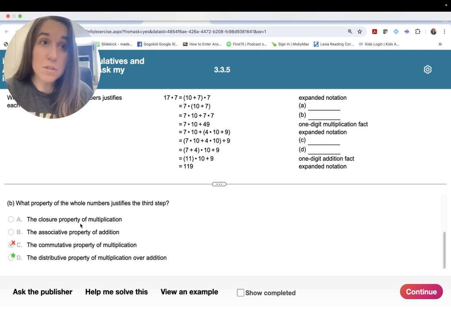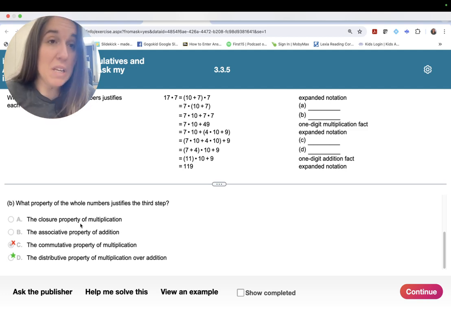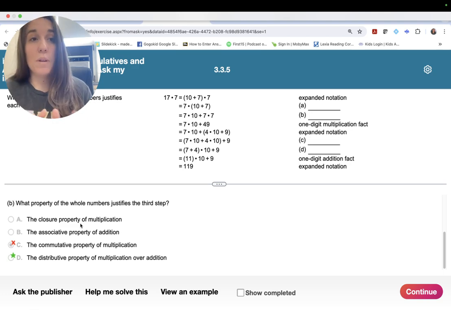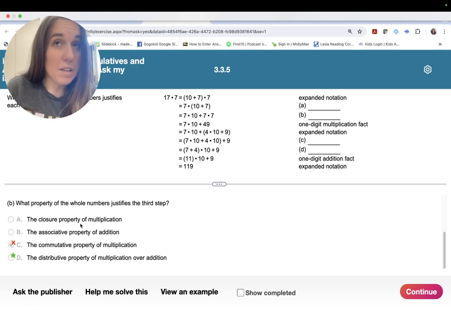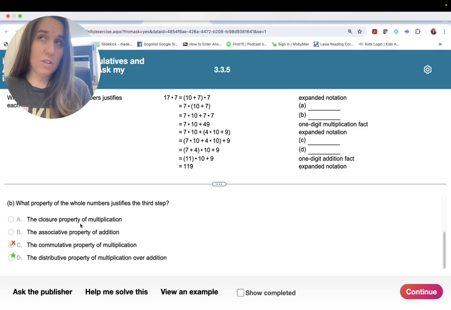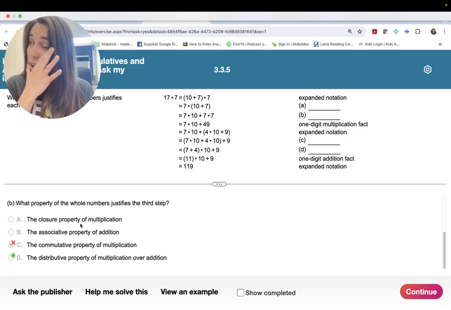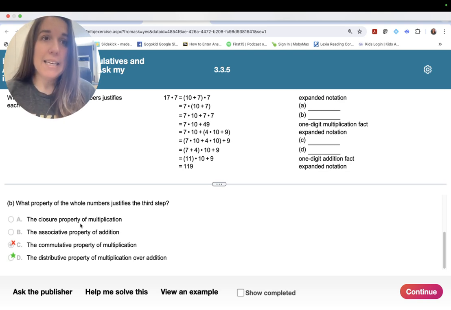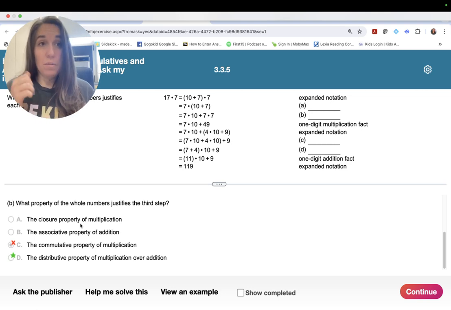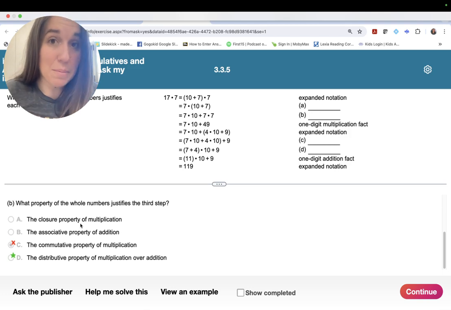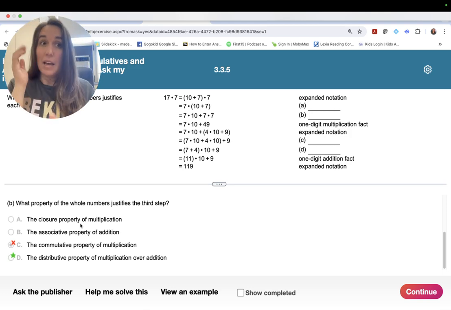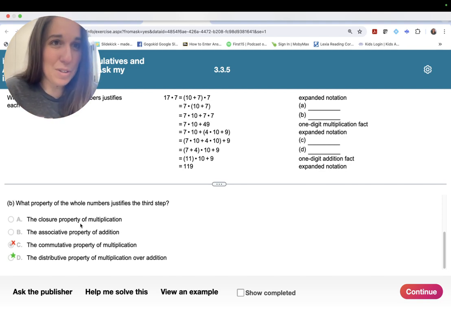Let's try odd numbers. 3 times 5. 3 is odd, 5 is odd. If I multiply them together, do I get another odd number? I do, right? 3 times 5 is 15. Let's try another one. How about 7 times, I want to pick a higher one, 9. 7 times 9 is what? 9, 18, 27, 36, 45, 54, 63. Do I get another odd number out? I do. So I multiply 2 odd numbers together, I get an odd number for my answer. Odd numbers are closed under multiplication.